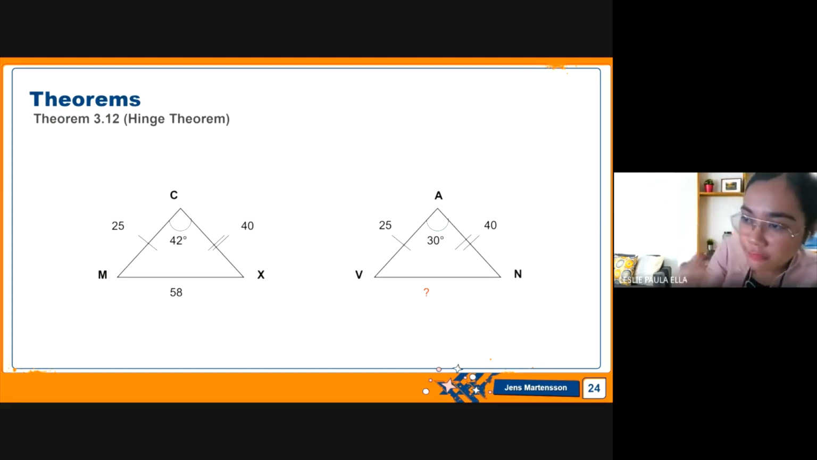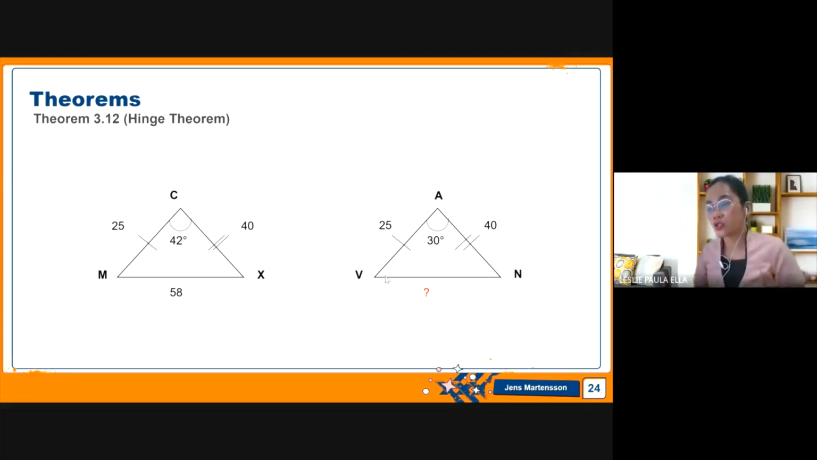If we have 58 for MX and it has 42 degrees, what if we have 30 degrees? Should the third side be longer or shorter than in the first triangle? Type your answer. Shorter or longer than the first triangle? Shorter. Okay, are you sure? Yes, you should be sure. Yes, correct. That is shorter, Maria Cassandra.